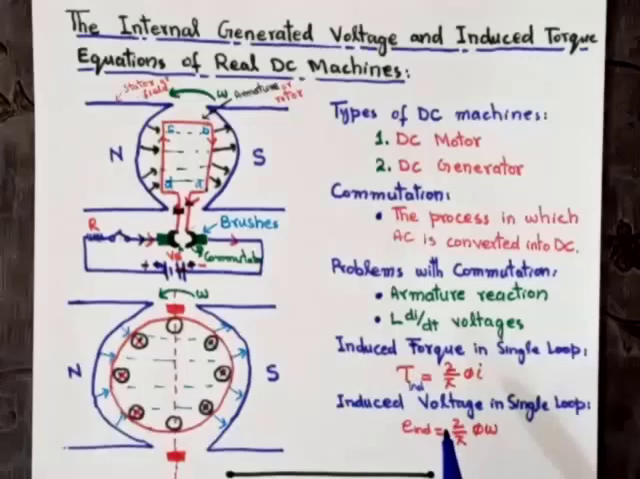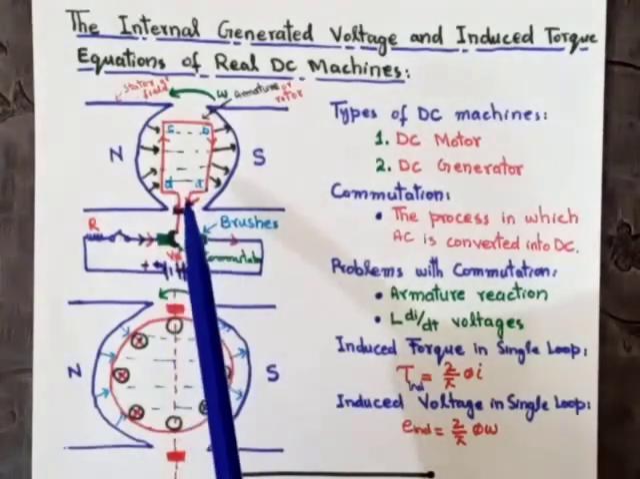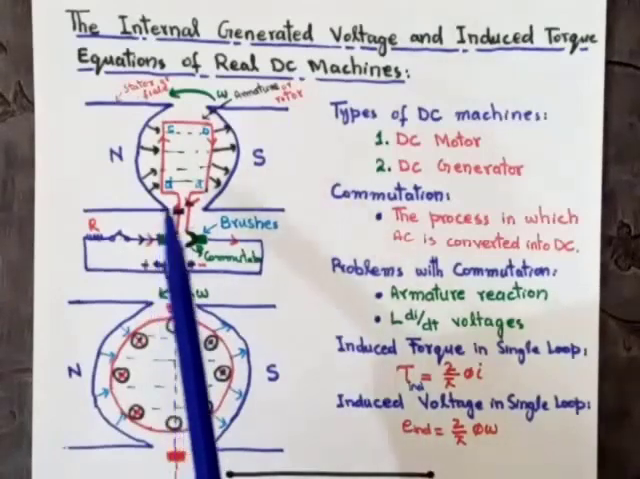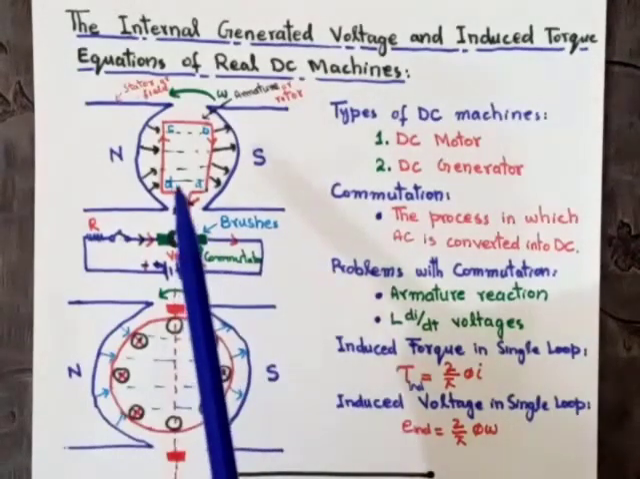The internal generated voltage equation in the case of a single loop is E induced equals 2/pi flux into omega, where omega is the angular speed and phi is the flux. As you can see in this figure, this is the single loop. These equations of induced torque and induced voltage are due to a single loop.